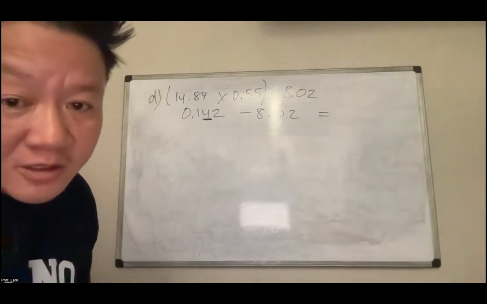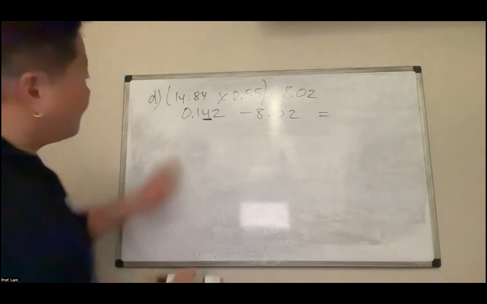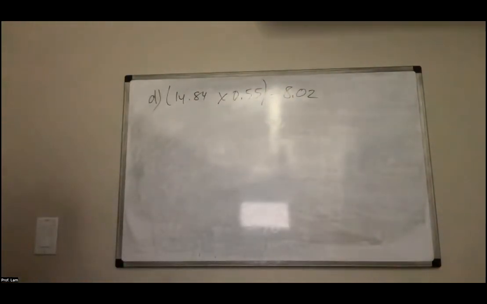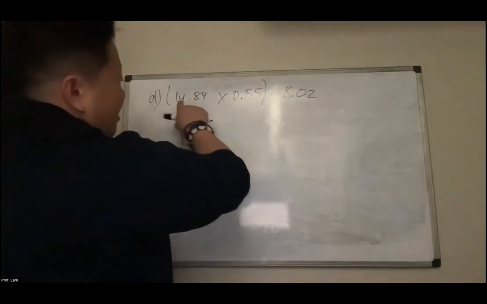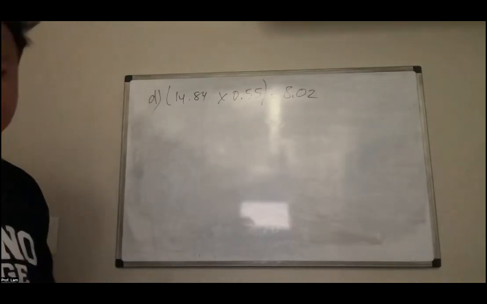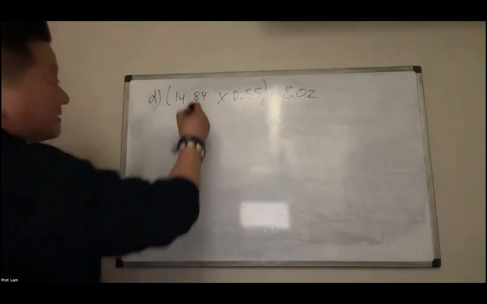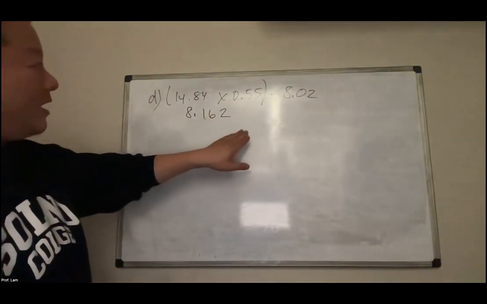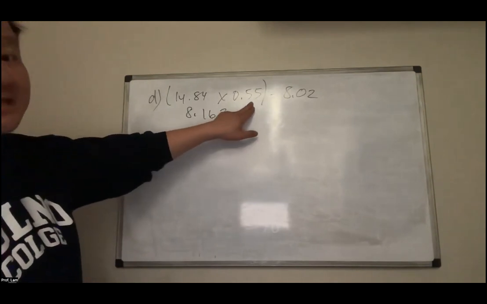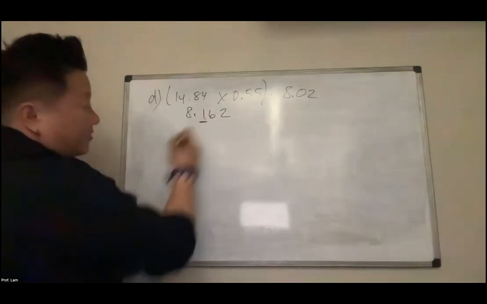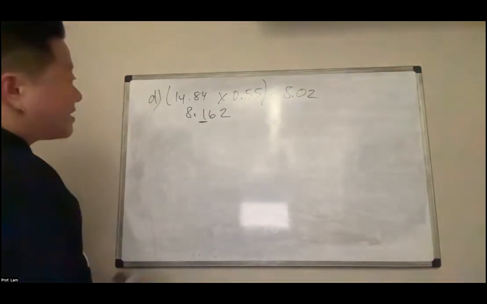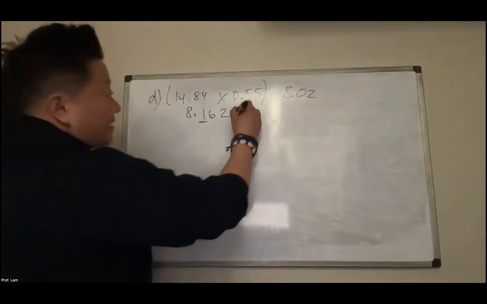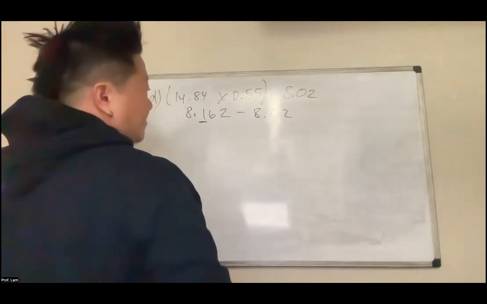14.84. Let me see. Oh, sorry. Let's do that one more time. So 14.84, brain fart there. 14.84 times 0.55 should give me 8.162. Okay. And then again, I need to underline at the second, two sig figs. So that'll be here, the second number. Okay, because I'm multiplying, so I go by the fewest number of sig figs. That's 2. So I underline the 1. And then I move on with my life and subtract 8.02.